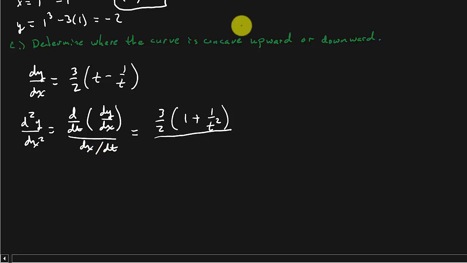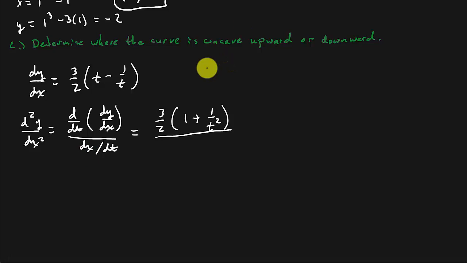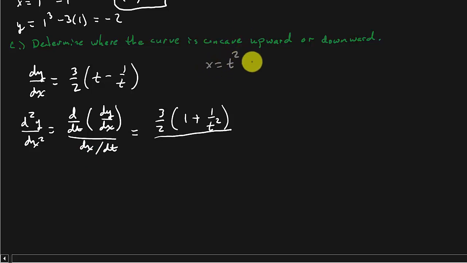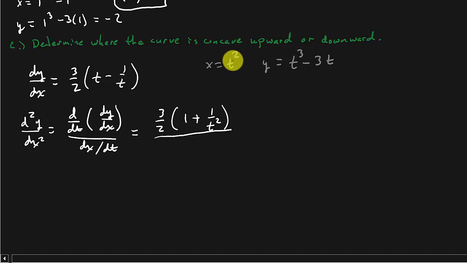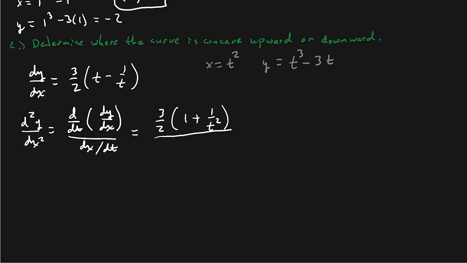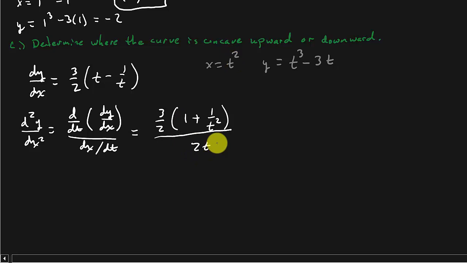So once again, let me write down x equals t squared and y is equal to t cubed minus 3t. I'm just writing the problem down again. So I need dx/dt. What is dx/dt? Well, that's the derivative of x with respect to t right here. So the derivative of this is just 2t.